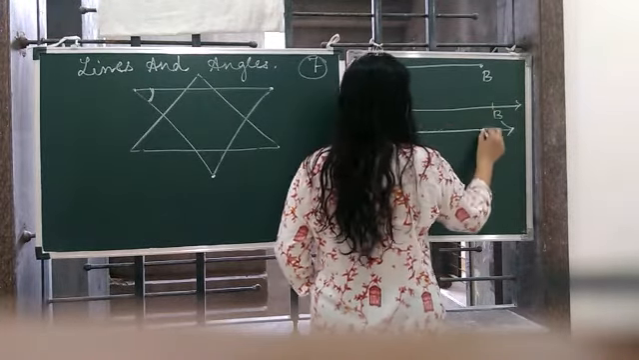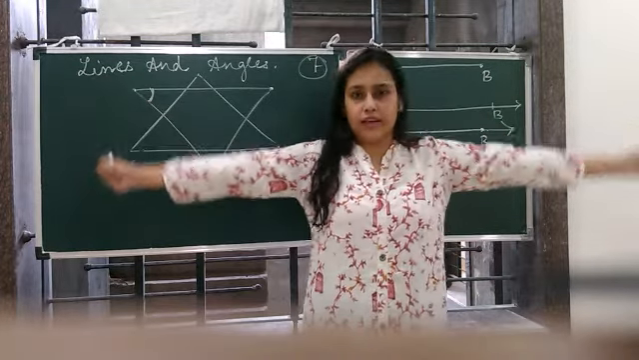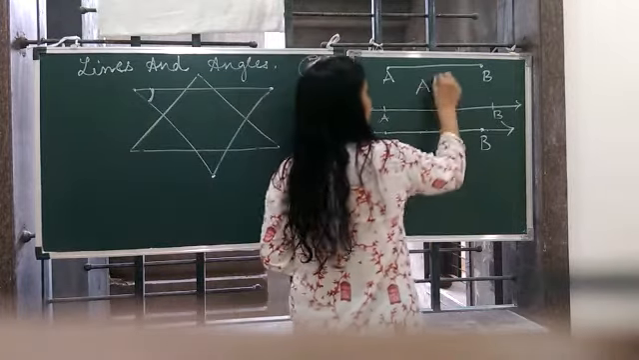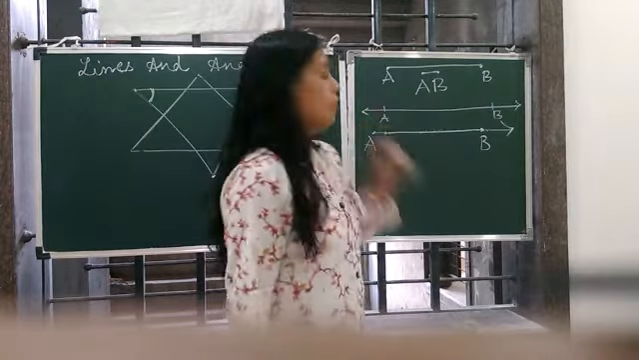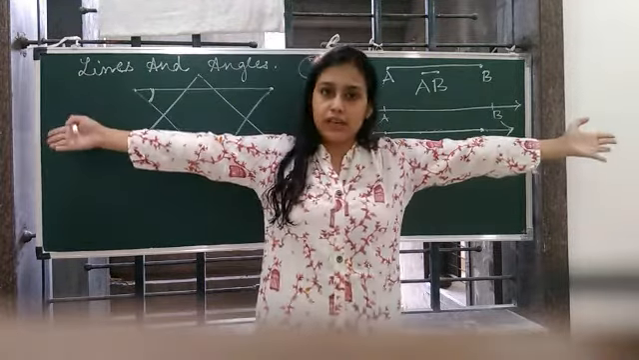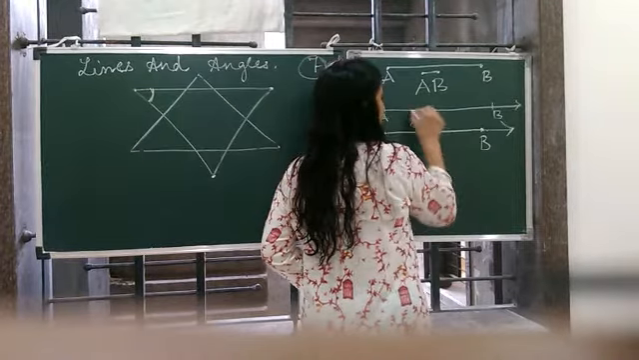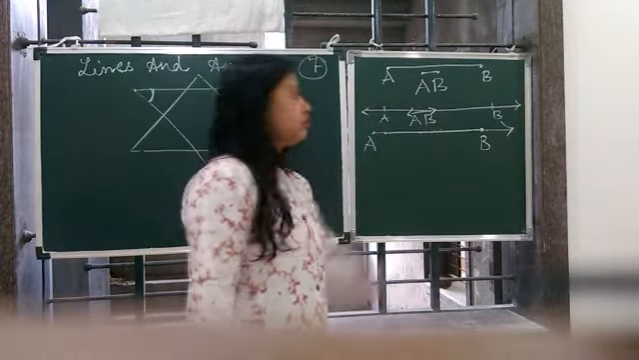And we did ray. So what is a line segment? This is a line segment, which has endpoints. So we denote a line segment by putting a bar on top like this. What is a line? Open on both sides. Yes. So we show it with a bar and two arrows on the top.